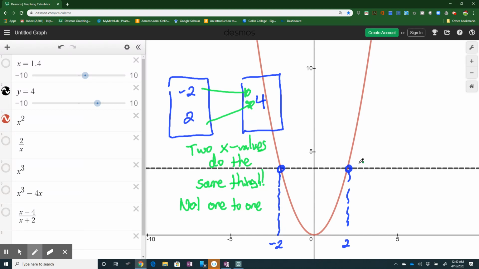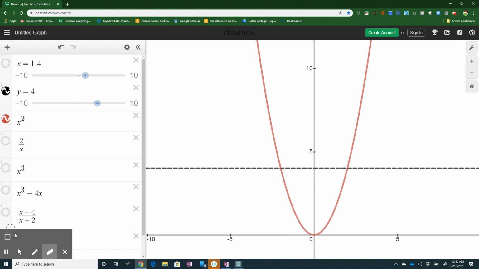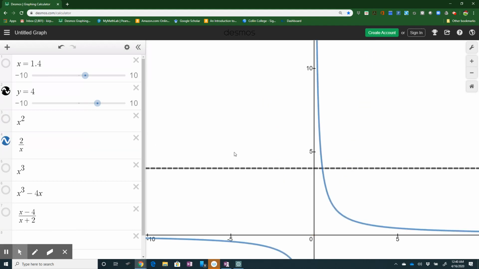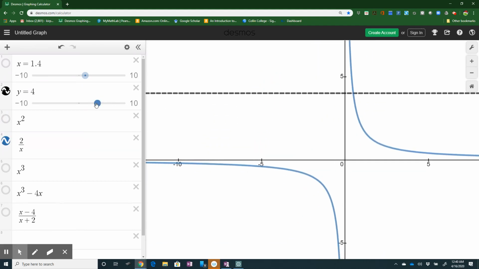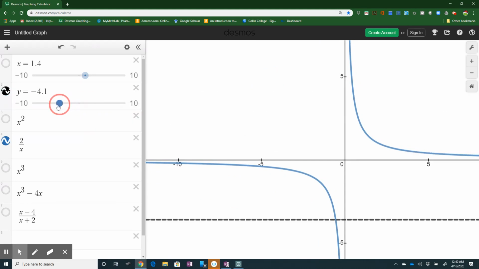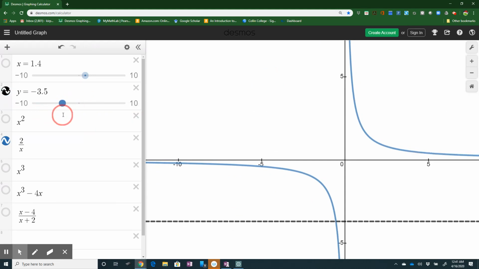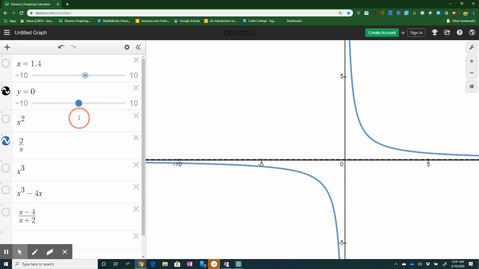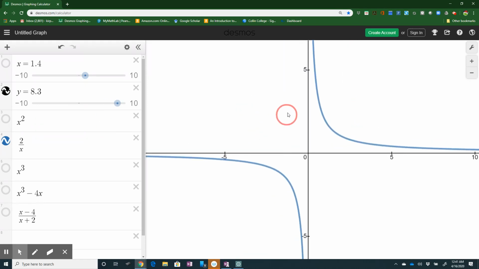All right, so let me wipe the screen clear. Okay, so that's not one-to-one. Let's go to this one. Is this one one-to-one? So notice that as I scroll through, it's only touching once, only touching once. That it doesn't touch at all, that's okay. Only touches once. So this shape is a one-to-one function.